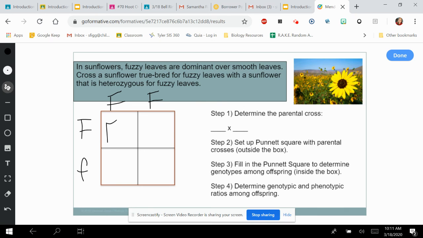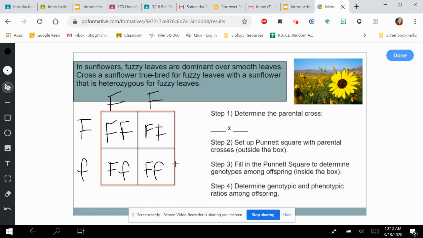When you run this cross, you're going to end up with your top boxes being big F, and then your bottom boxes being big F, little f. So when we talk genotypes and phenotypes, you have 2 different genotypes. You have the homozygous dominant genotype up here in the top, homo meaning the same, dominant meaning capital letters. And then you have 2 heterozygotes, meaning their letters are different. They have a big and a little. But all 4 of them will have the same phenotype, physical characteristics, meaning they will all have fuzzy leaves.